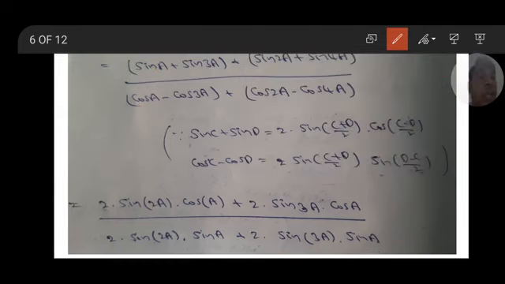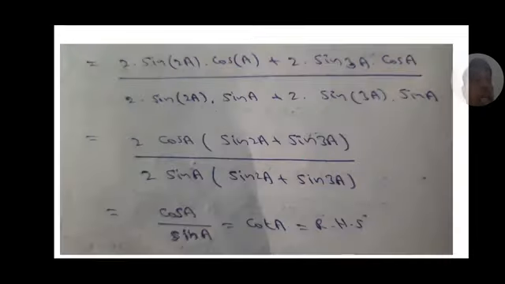Okay. In the numerator we have to apply 2 times sin C plus sin D, and in the denominator cos C minus cos D. So we got this one: 2 into sin 2a into cos a, plus 2 into sin 3a into cos a, by 2 into sin 2a into sin a plus 2 into sin 3a into sin a. In the numerator 2 into cos a is common, and in the denominator 2 into sin a is common.